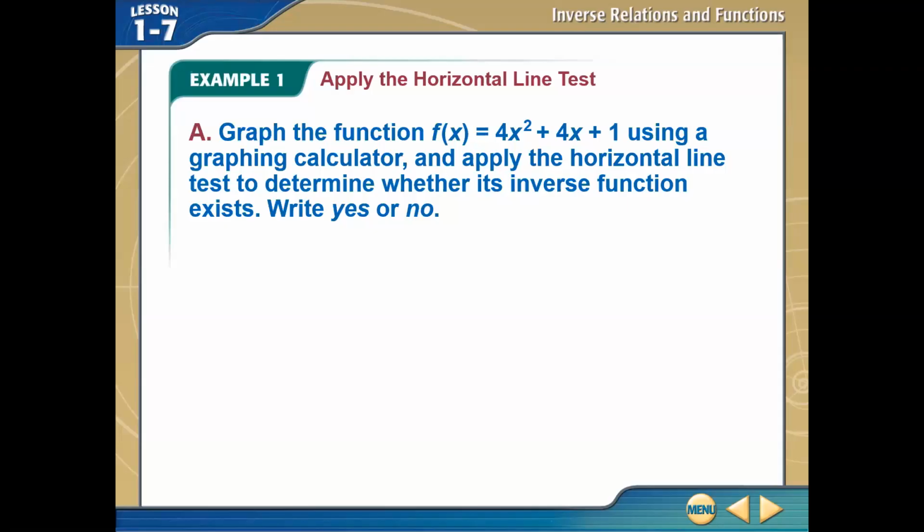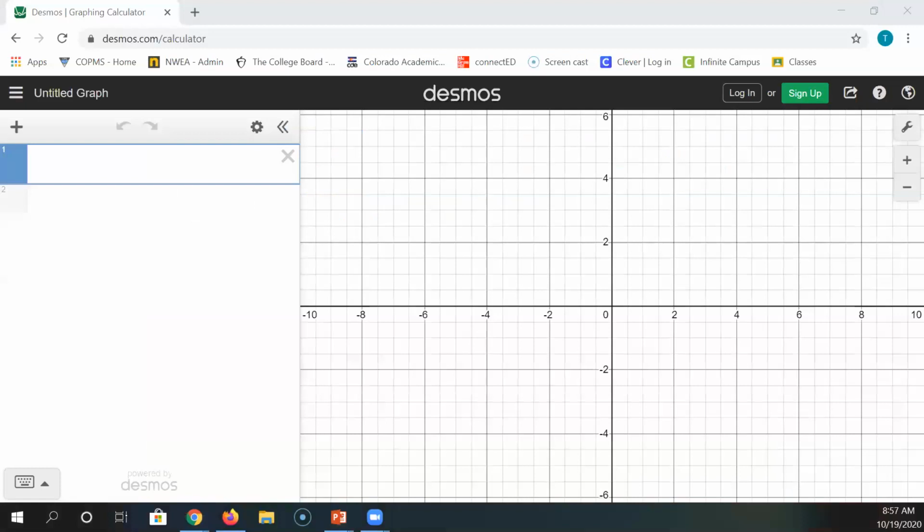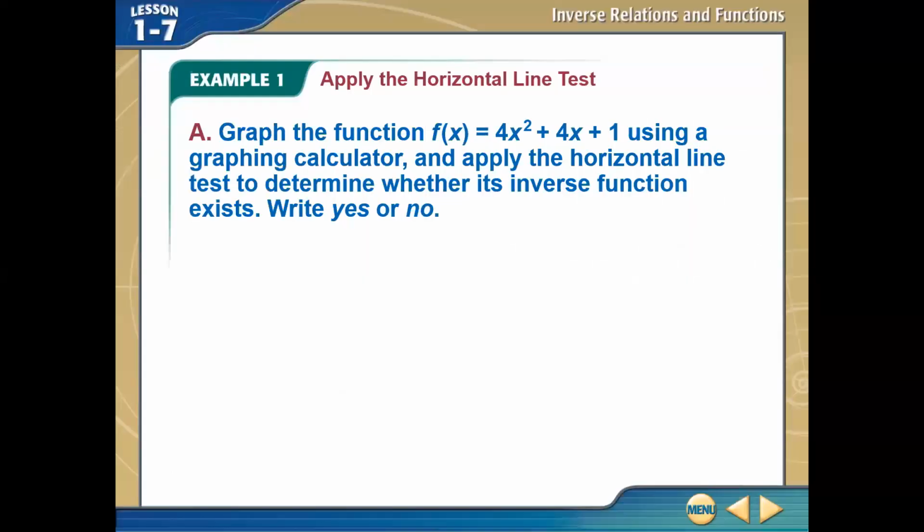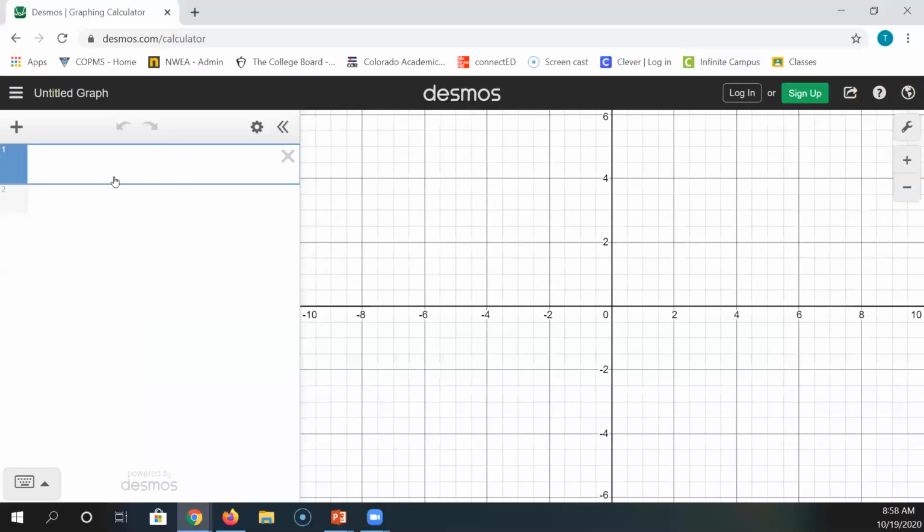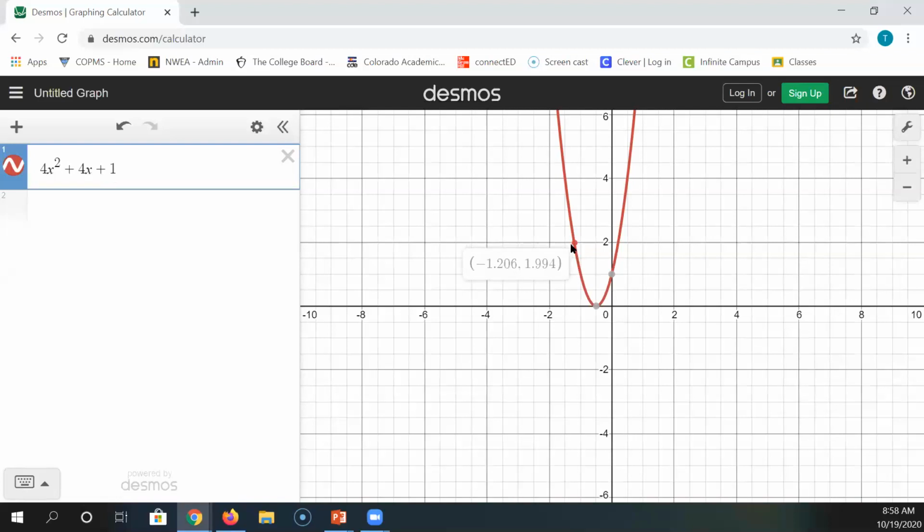It is 4x squared plus 4x plus 1. So we go to our Desmos app, 4x squared plus 4x plus 1. That's what our graph looks like. And you can see just using the grid lines, if we were to use 2, for example, here, and draw a horizontal line, you can see that it clearly intersects the graph at 2 points.